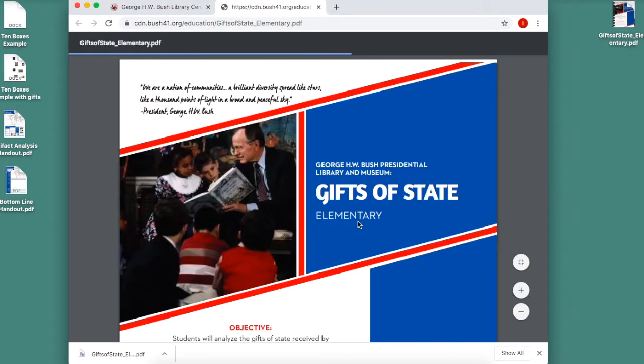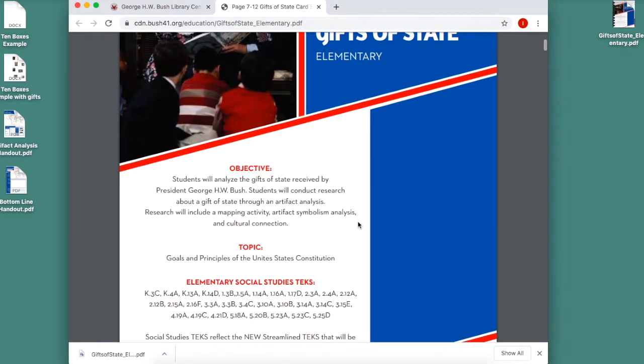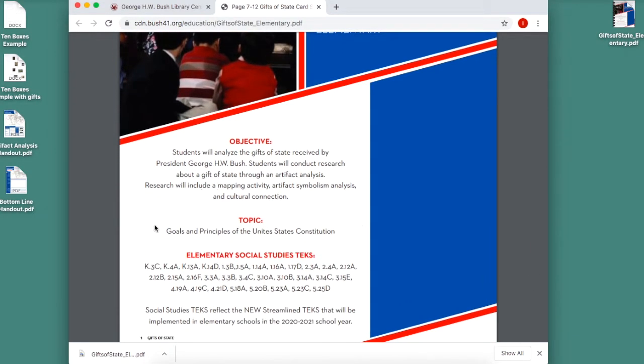For our Texas educators, the relevant Texas Essential Knowledge and Skills, also known as TEKS, are listed on the front page of every program. However, these programs do align with broader national standards as well. Let's go ahead and get started.